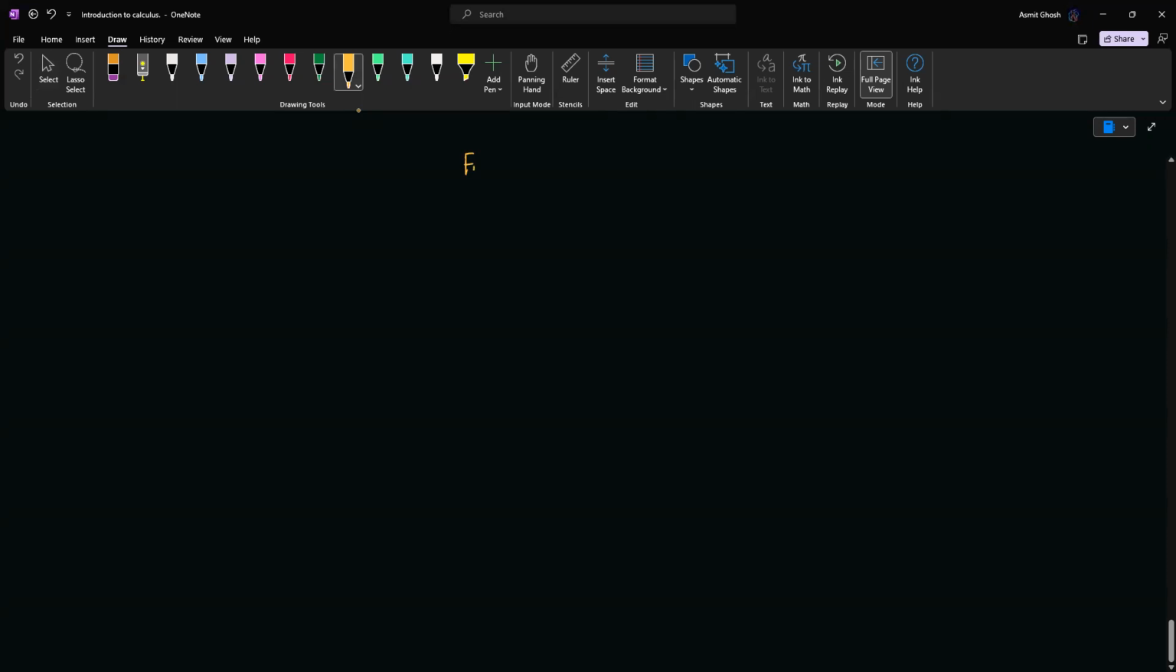Now we will start with functions. What idea do you have about functions?